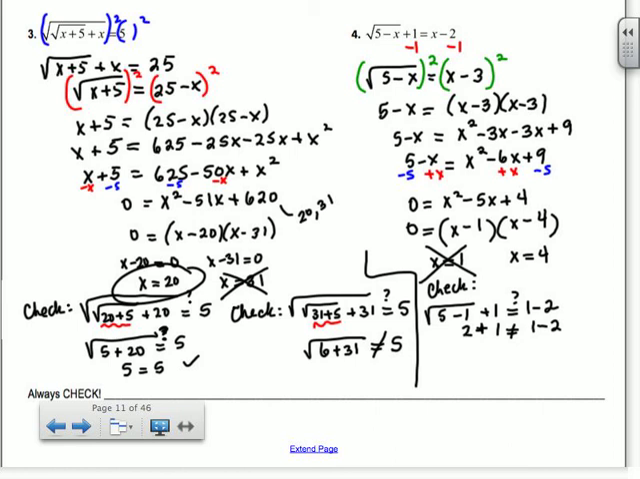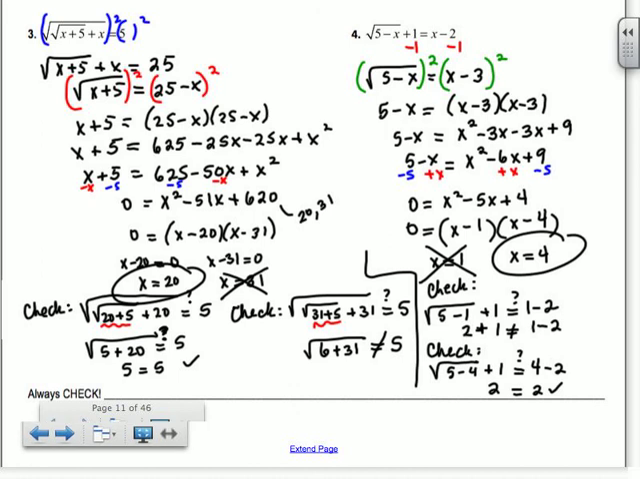And then check 4. So when I check 4, I have the square root of 5 minus 4 plus 1. I want to see if it's equal to 4 minus 2. So I have 1 plus 1 is 2. Yes, that does equal 2. So that one works. Okay, sometimes both of them will not work.